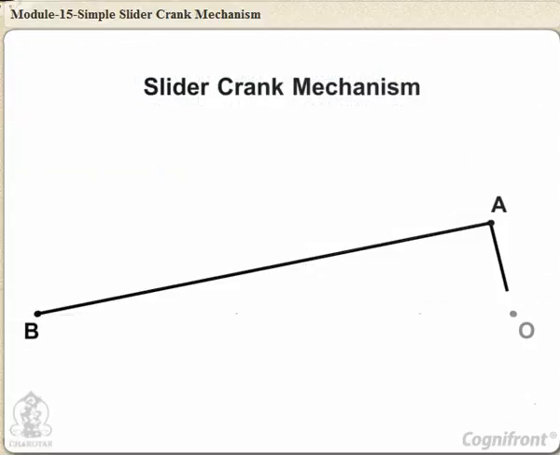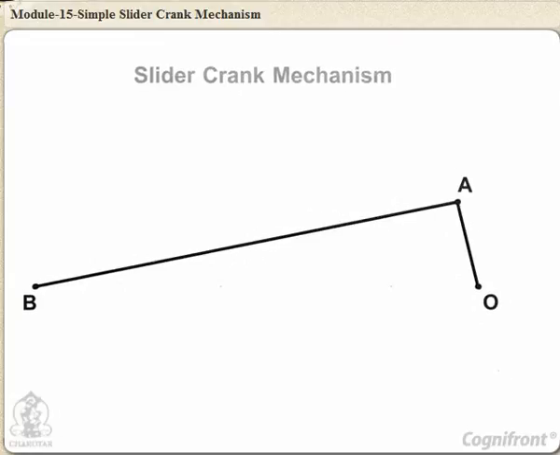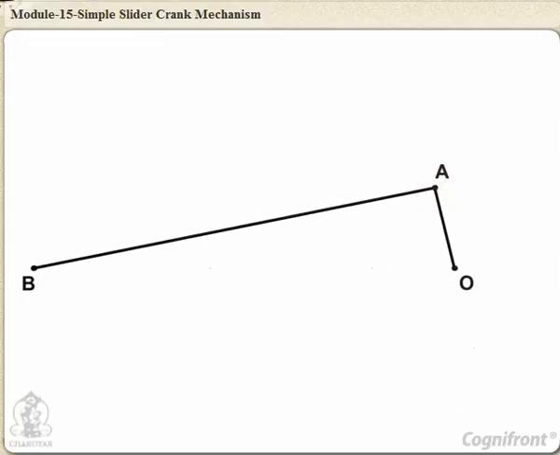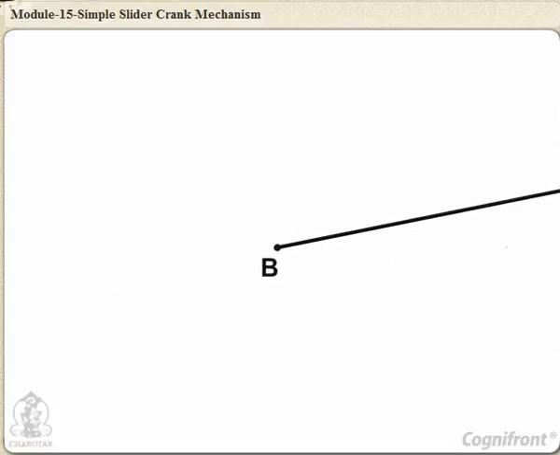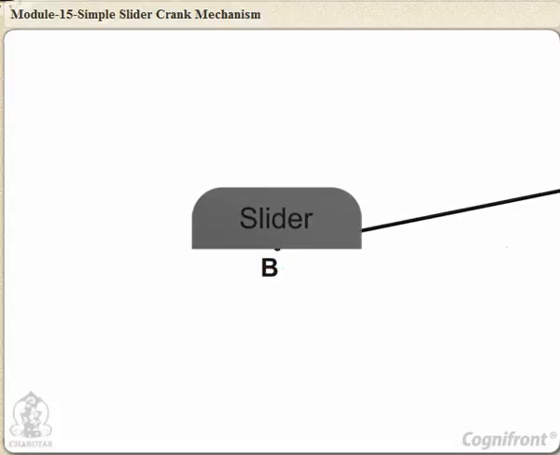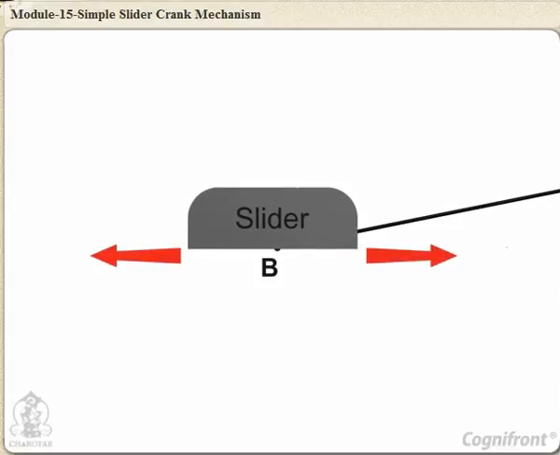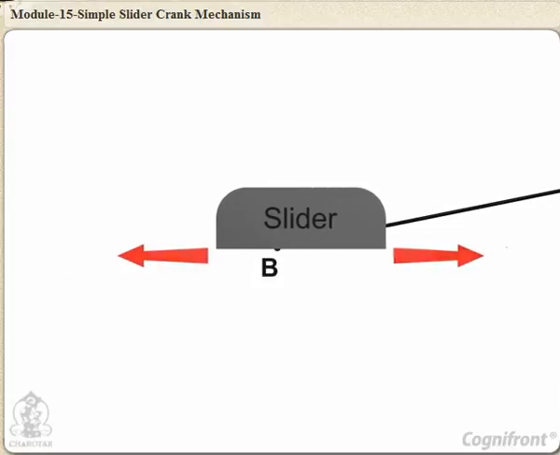The slider crank mechanism. This mechanism is explained as follows. The end A of the connecting rod AB is connected to the crank OA, which rotates about O. The other end B is attached to a slider which slides along a straight line.